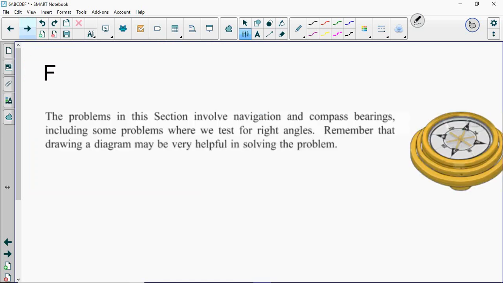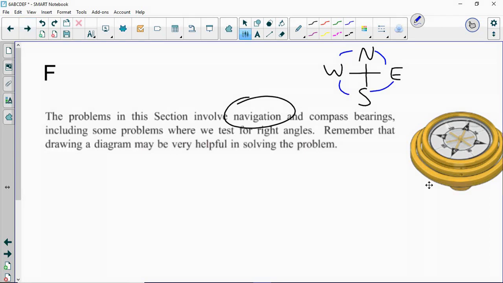And finally, section F is just more word problems that have to do with navigation. So it's important for you here to know north, south, east, and west. And there's a whole lot of ways that people use to memorize the order of these things, like never eat sour watermelons or something like that, going around in a circle, but I don't care. You should know how to read a map, people, all right?